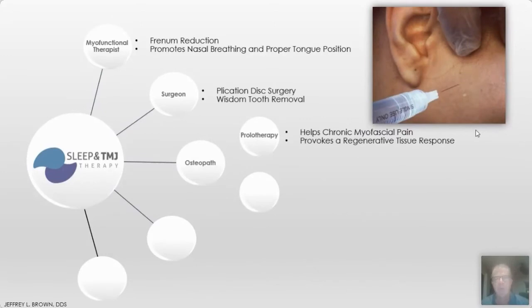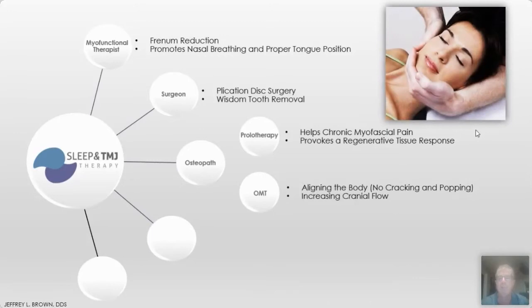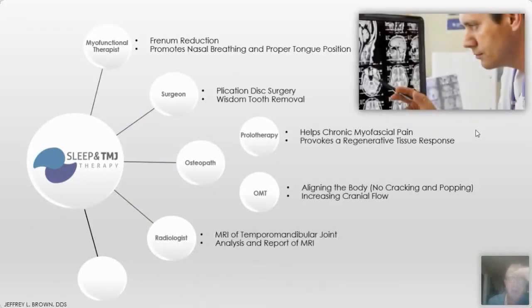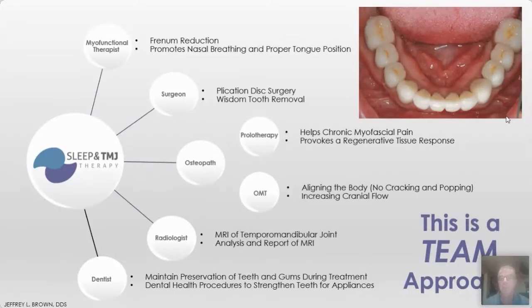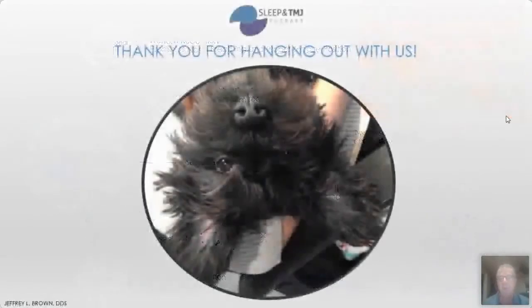Prolotherapy, I don't use it very often, but when I do, it does help. OMT, osteopathic manipulation therapy, that's an important thing that it's worked out very, very well. Radiologists need a great MRI. And of course, you need the dentist because very, very often, many of our patients come to me with a crown, root canal, implant. And all I have to do to finish their cases is have the dentist put a bunch of crowns on top to lift the teeth up. So it is definitively a team approach.